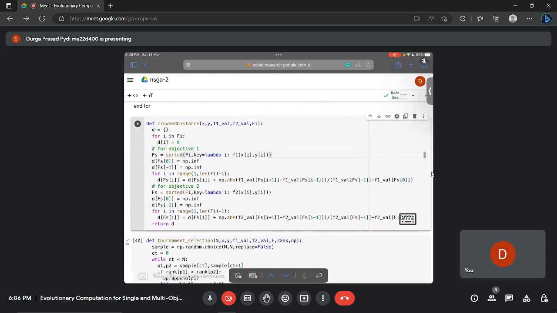In NSGA, S stands for sorting. The sorting is mainly for finding the dominance. The rank we are taking in ascending order, right? D is your distance, which will be in the descending order. D has to be higher. Rank has to be lower. D should be higher, yes.